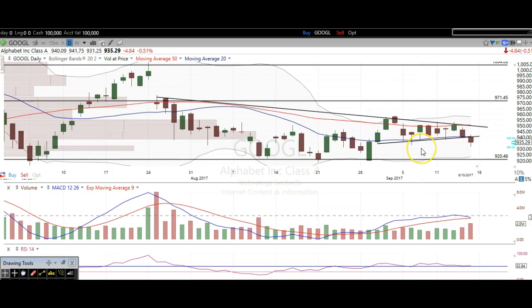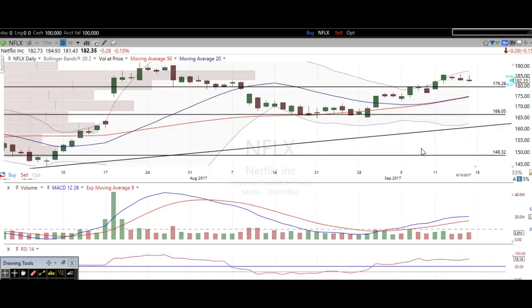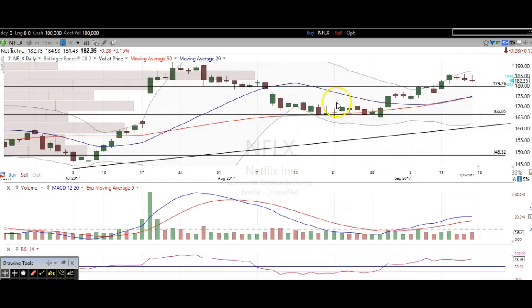Next, we're going to take a look at Netflix. And Netflix, you can see, broke over this resistance here. You can clearly see it was previous support and then turned into resistance. You can see that broke over right here. So if we do head lower into about 179, 180, to me that's a buying opportunity. We've got the 20-day and the 50-day moving average coming up together. That'll act as support. So definitely be looking for that level here on Netflix.